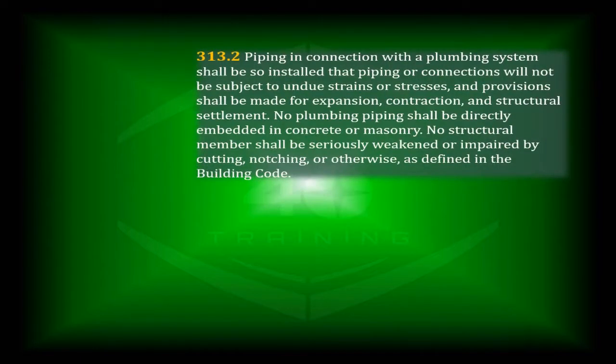313.2. Piping in connection with plumbing systems shall be installed so that the connections will not be subject to undue strains or stresses. Now, keep in mind, you can't help that a customer may hang their laundry on it downstairs. Provisions shall be made for expansion, contraction, and structural settlement. No plumbing piping shall be directly embedded in concrete or masonry. No structural member shall be seriously weakened or impaired by cutting, notching, or otherwise as confined by the building code.